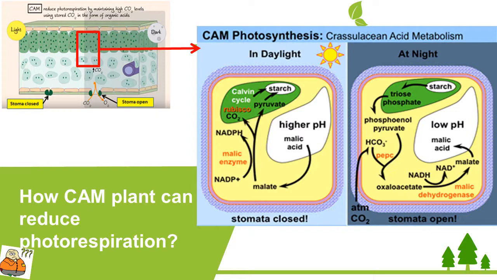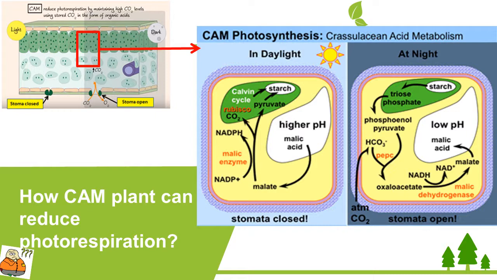Oxaloacetate is then converted to malate. This malate is stored in the vacuole until light becomes available. Malate, also known as malic acid, is the same thing. And then during the day, the stomata are closed. Malic acid or malate will exit the vacuole and release carbon dioxide, and then become pyruvate.